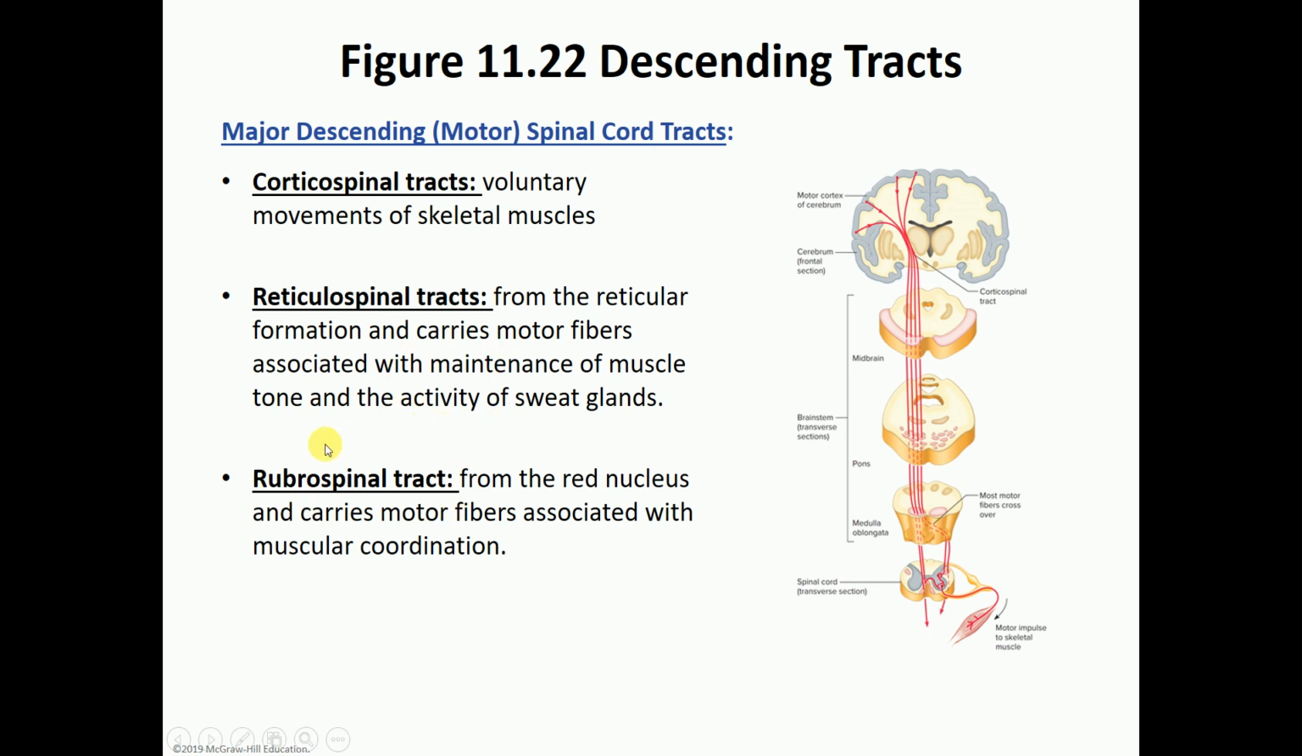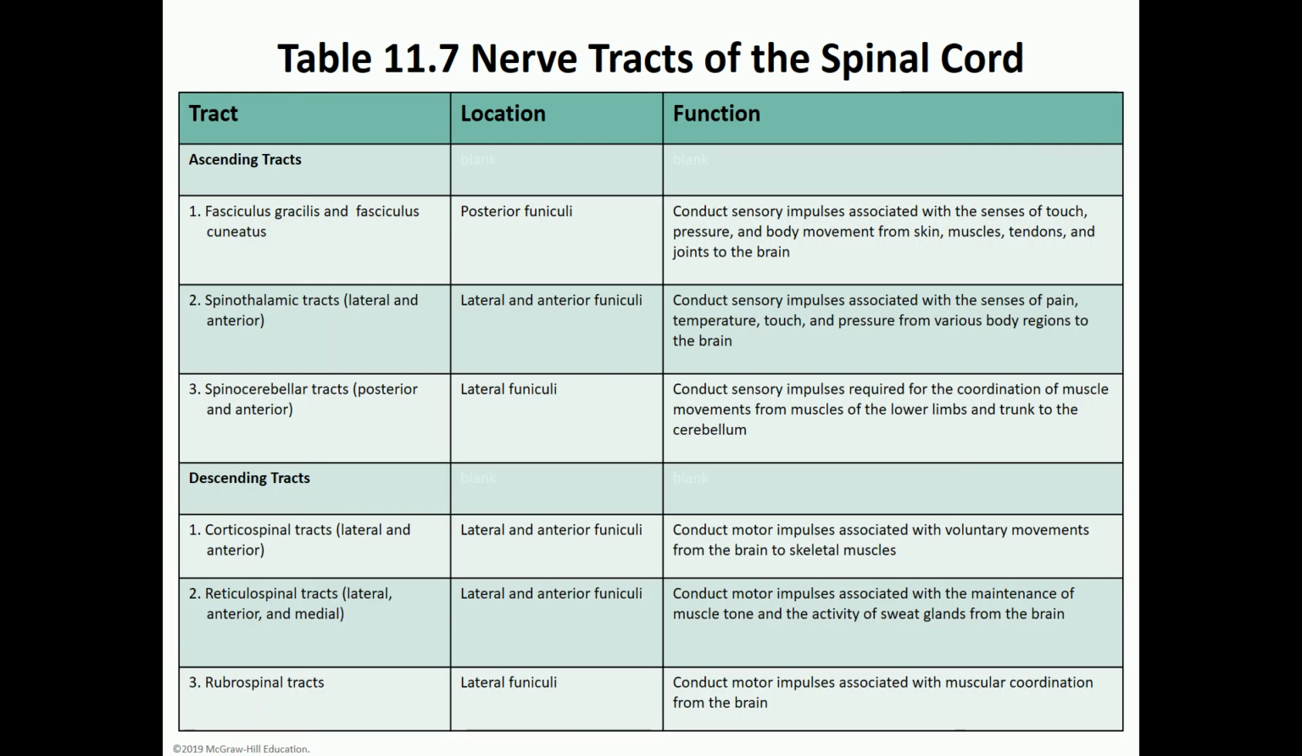Rubrospinal tract, that's from the red nucleus all the way down to the spine, and that is also associated with muscular coordination of muscle movement. These are all the tracts, where they are, and their functions. You want to focus on the names and functions, and you can use the table, you can use the slides. It's really up to you folks.